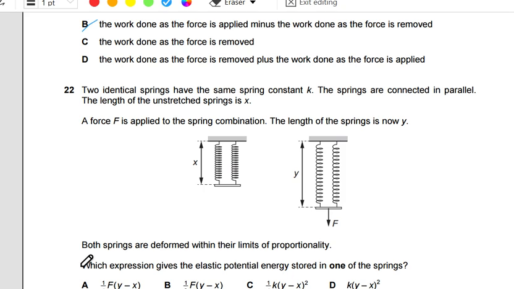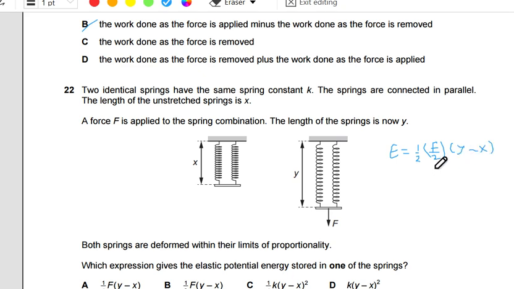Okay, we know that elastic energy is half Fx, where F is the applied force on the spring and X is the extension. For the situation here, the force applied on any of these springs is F over 2, because F is applied on both of them, so each one bears F over 2. And the extension is the new length y minus x, okay?